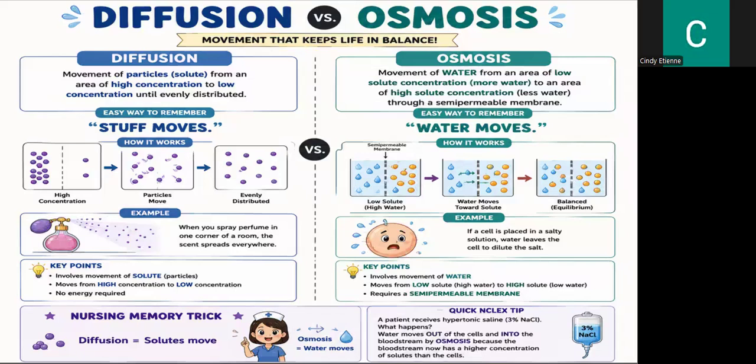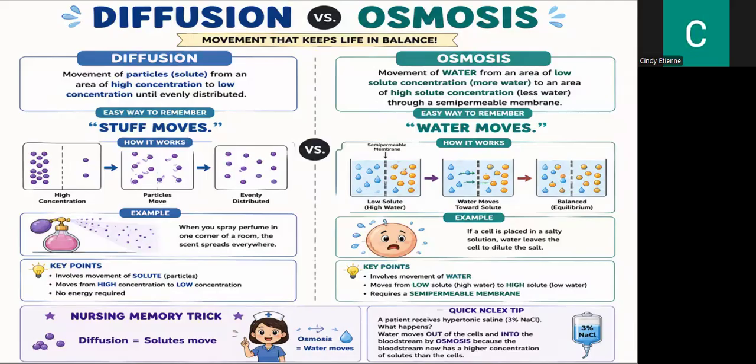Diffusion and osmosis are both passive transport mechanisms, meaning they don't require ATP or energy. The key difference is what they're moving. Diffusion is the movement of solutes or particles from an area of high concentration to low concentration until they are evenly distributed. Think about spraying perfume in one corner of the room.